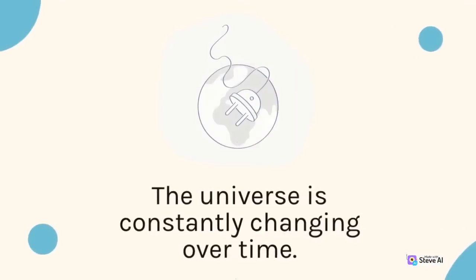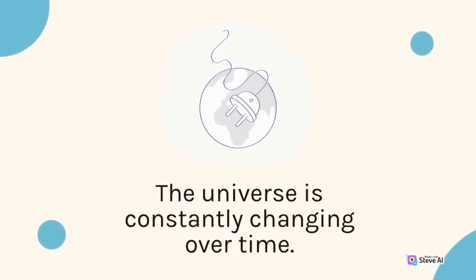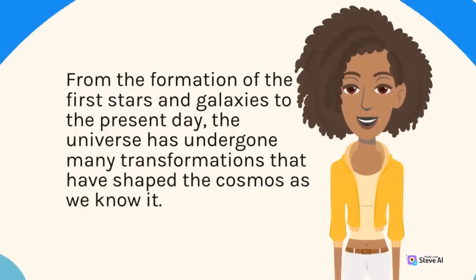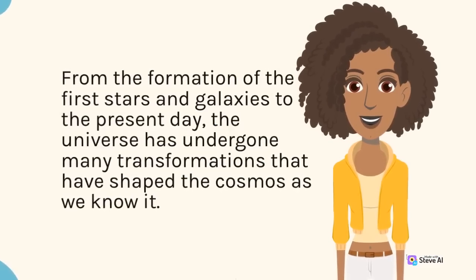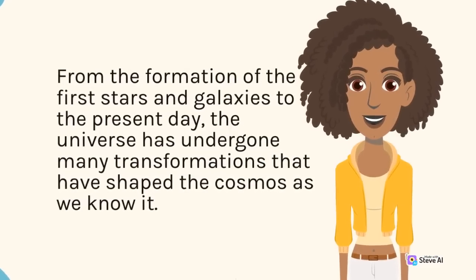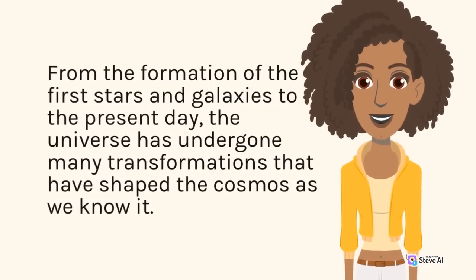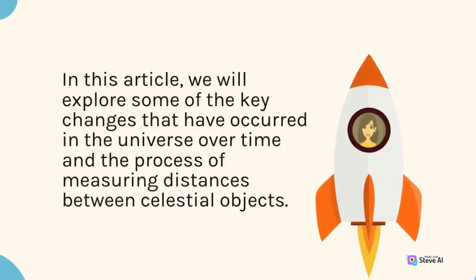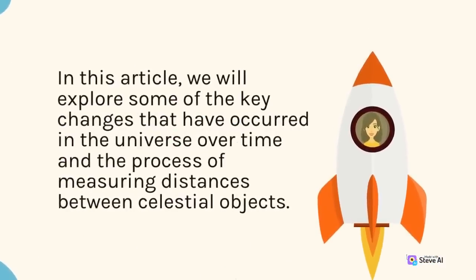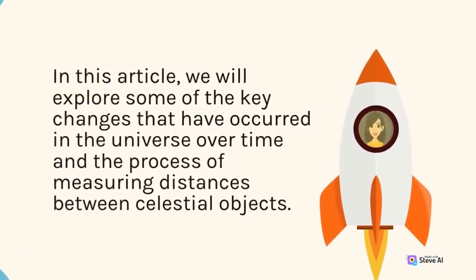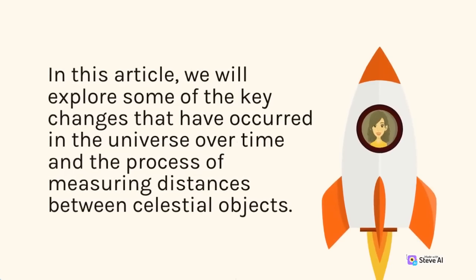The universe is constantly changing over time. From the formation of the first stars and galaxies to the present day, the universe has undergone many transformations that have shaped the cosmos as we know it. In this article, we will explore some of the key changes that have occurred in the universe over time and the process of measuring distances between celestial objects.